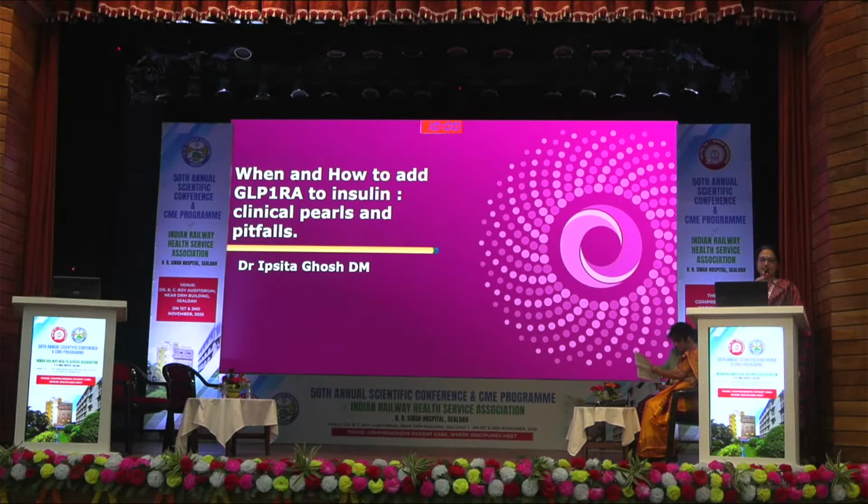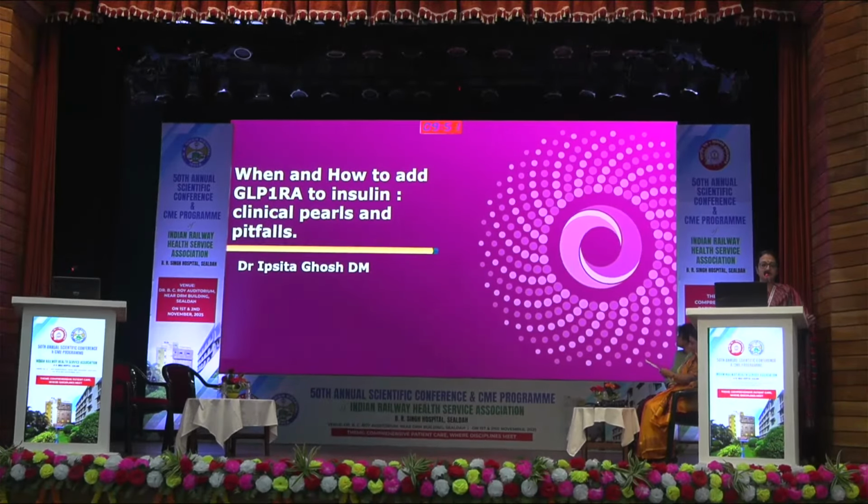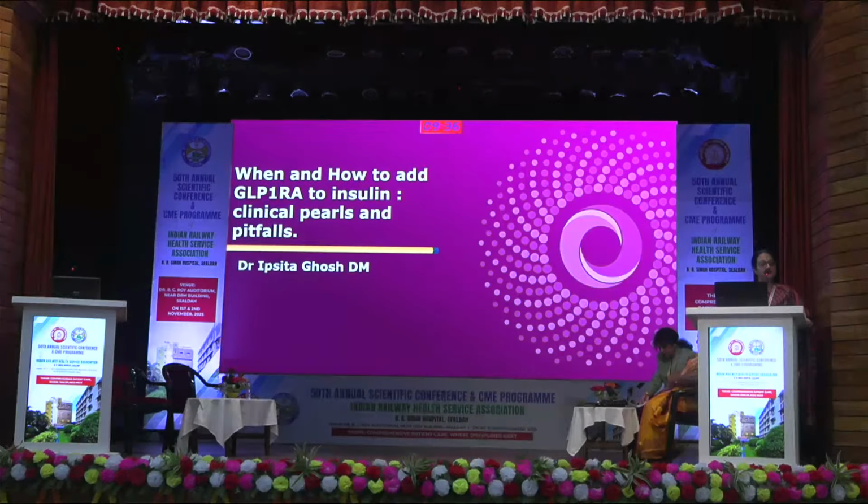Thank you for this invite, and it's an honor to be a part of the 50th Foundation Day of B.R. Singh Hospital. An interesting topic, because the GLP-1 receptor agonist is creating all the noise nowadays, and that is why it is very important to know when and how to use it. And insulin, being an age-old treatment, we are still quite skeptical when using it because of the risk of hypoglycemia and pinpricks. That is why when and how to use it is very important for us.